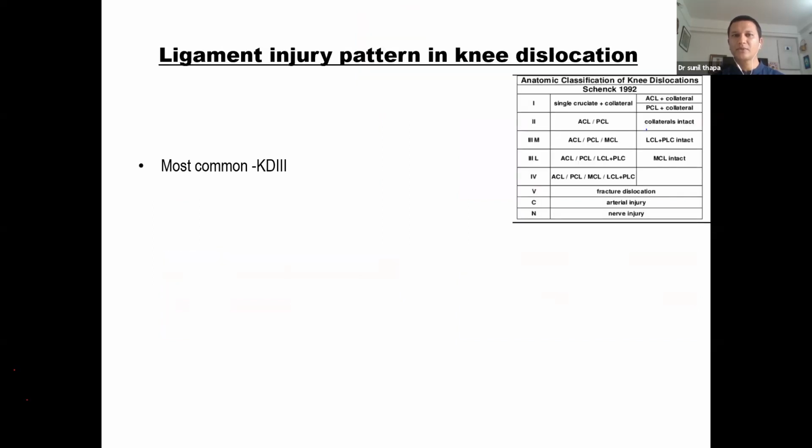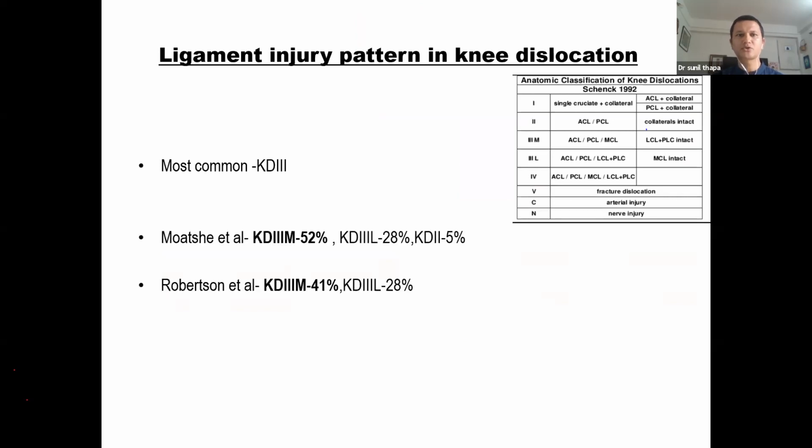My friend has already described the classification given by Schenck, which is used worldwide for knee dislocation, and the most common type is KD3, seen in up to 52%. Only one study suggests that KD3L is more common, but most say that KD3M is the most common type of knee dislocation, that is, ACL, PCL plus MCL tear.